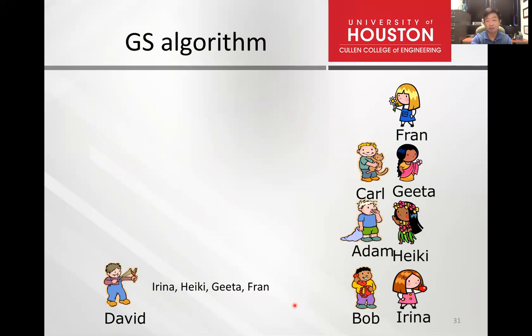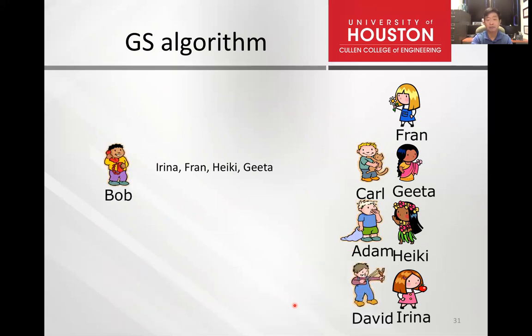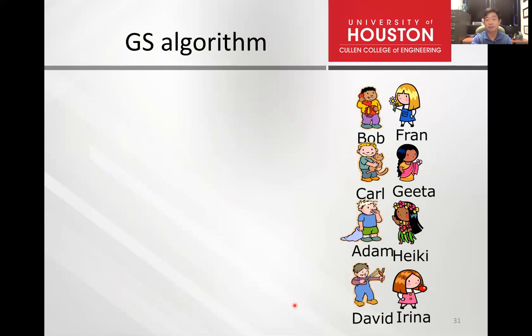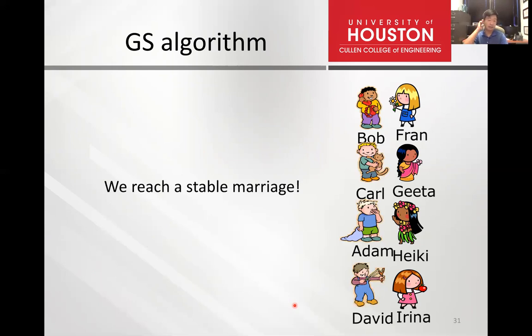And David also tried to compete with Bob, and Irina dumped Bob, and Bob tried to find his second preference. So you can see that in this case we reach a stable marriage, and nobody wants to divorce or separate. This is very, very fast. It converges very, very fast. For my PhD students, after they come to the US, within one semester they converge.